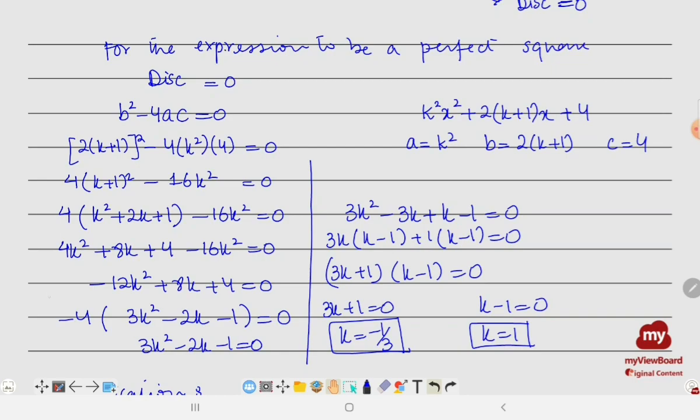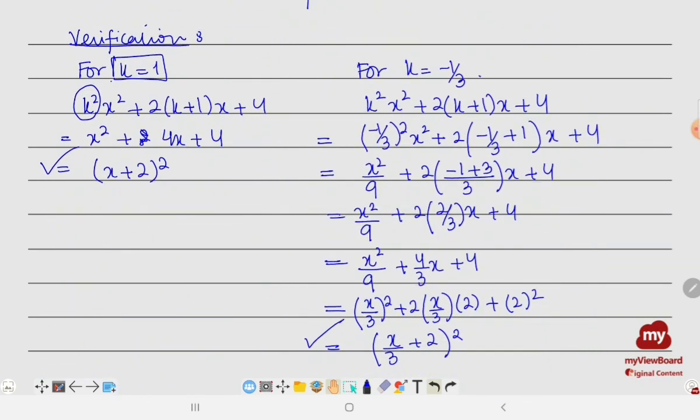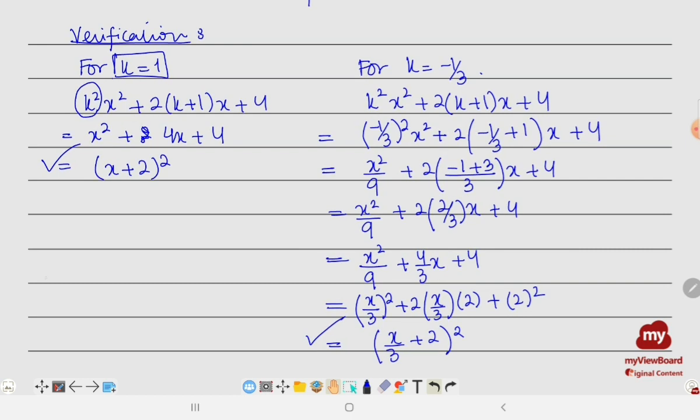So I have solved the verification also for you. You can easily check that for these two values of k, our given expression becomes a perfect square when we use the concept of discriminant.